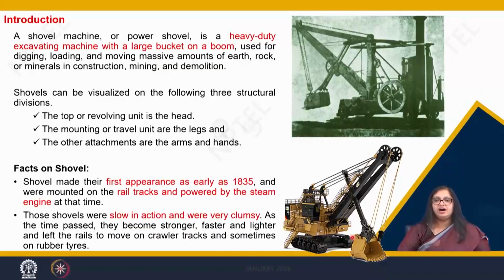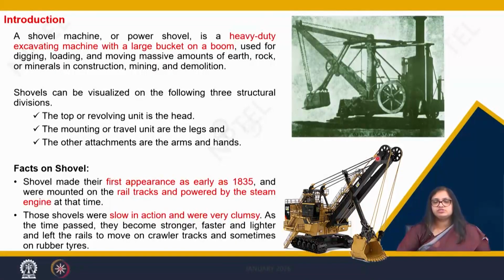And then it has arms and hands, which are the frontal attachment. Here you can see these are the frontal attachments, which we call the boom, the dipper stick and the bucket. Now, the operation of the boom, bucket and dipper stick happens with rope. That is why we call it a rope shovel.